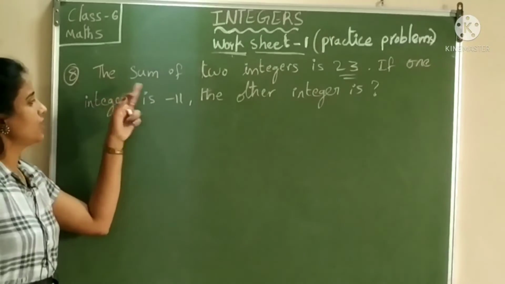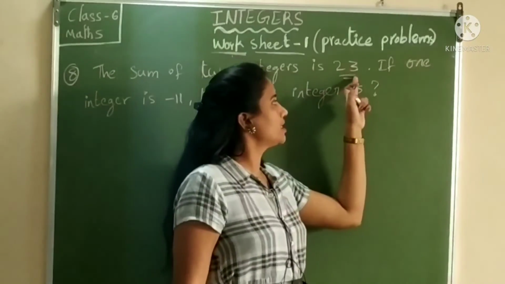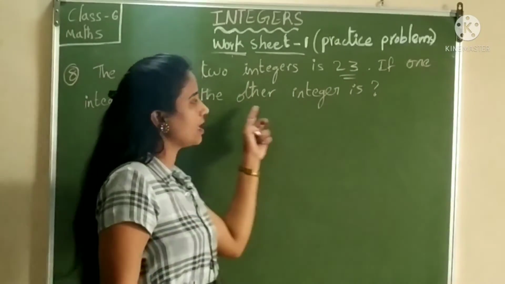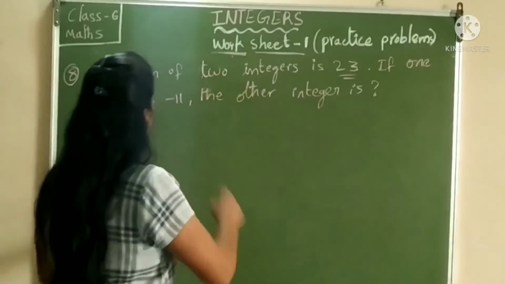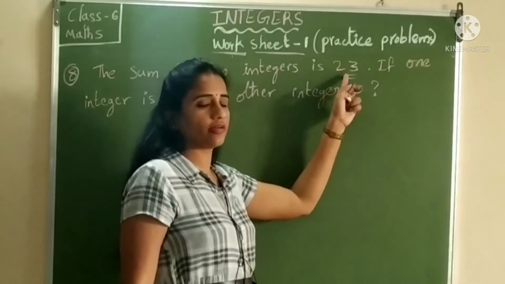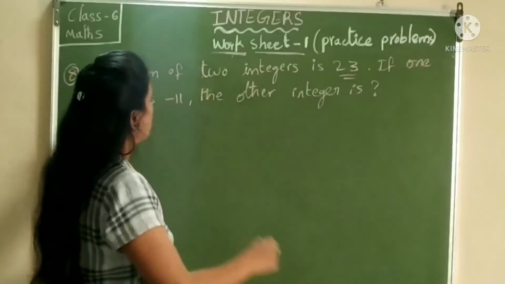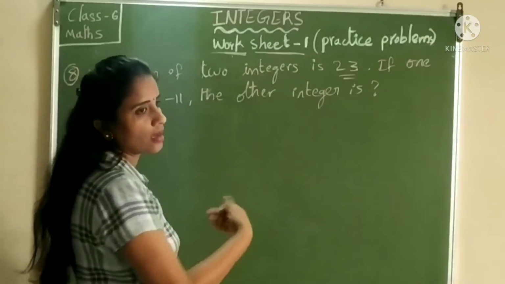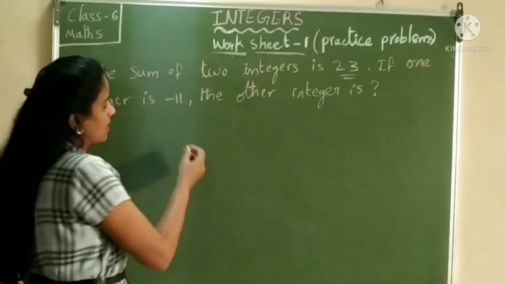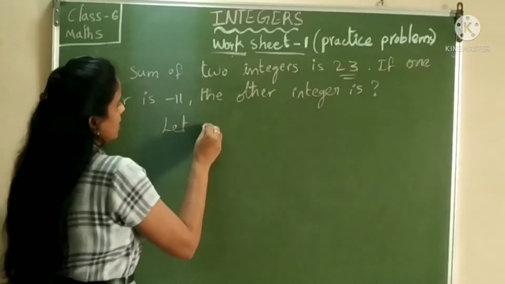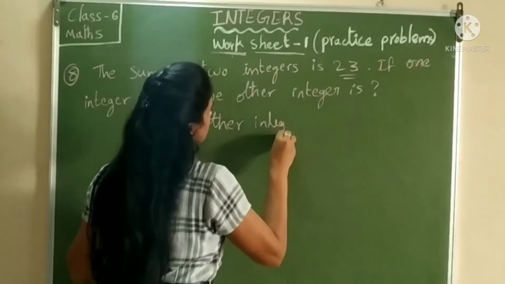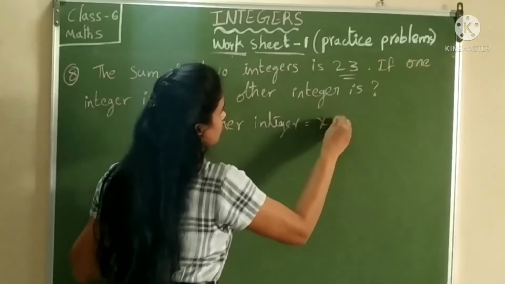Okay, the sum of two integers is 23. If one integer is minus 11, then what is the other integer? Given that the sum of two integers is 23 and one integer is minus 11, let us find the other integer. Let the other integer be x.